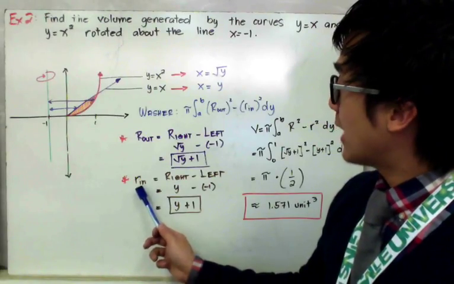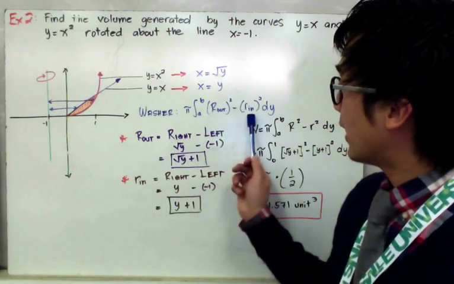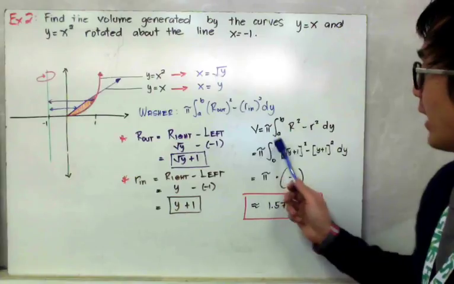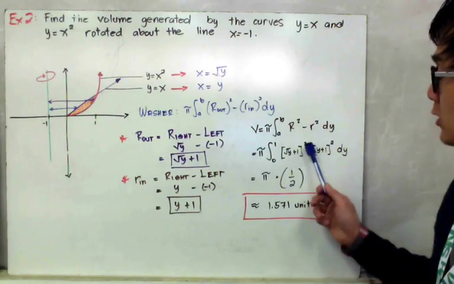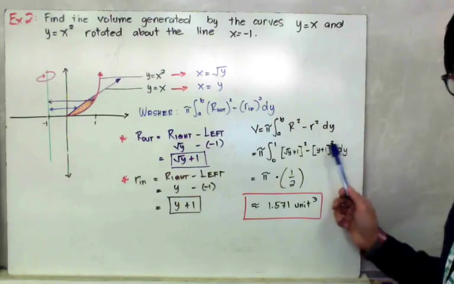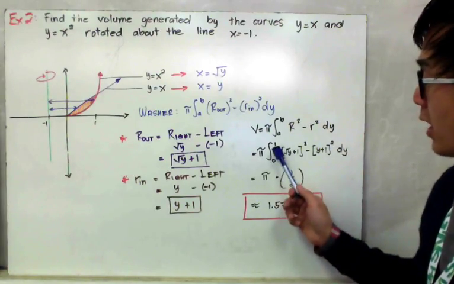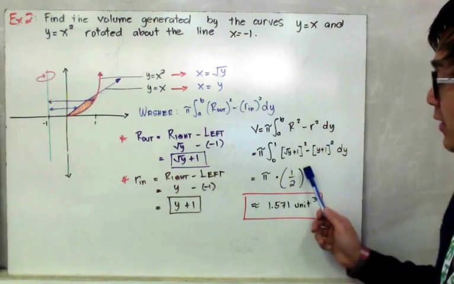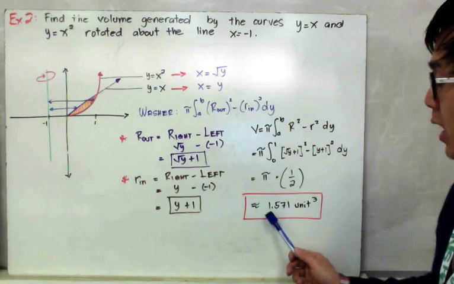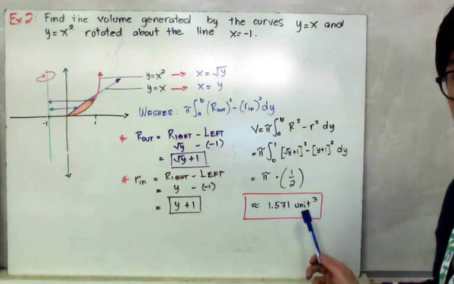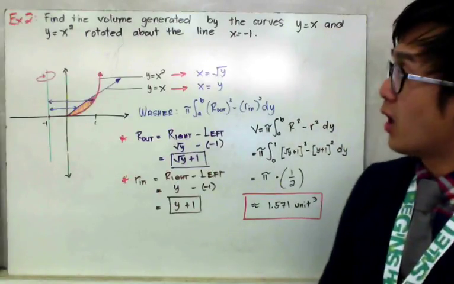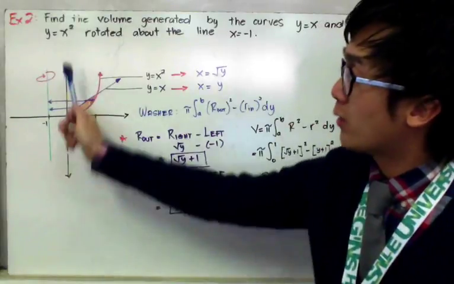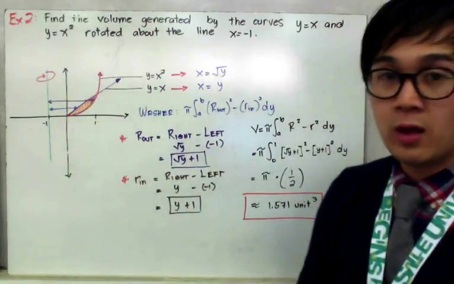Now to plug it into outer radius squared minus inner radius squared, we'll have the volume equal to pi times the integral of square root of y plus 1 squared minus y plus 1 squared dy, integrated from 0 to 1. And if we evaluate this from 0 to 1, it will give us 1/2, which gives us pi over 2, or 1.571 unit cubed. And this is how we compute the volume of a solid figure rotated along the y-axis or a line parallel to the y-axis.